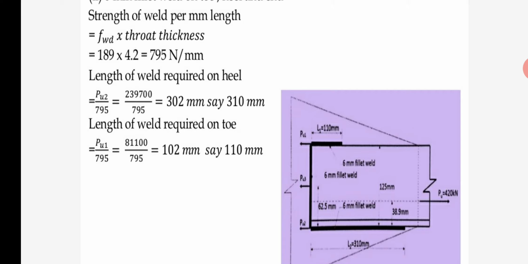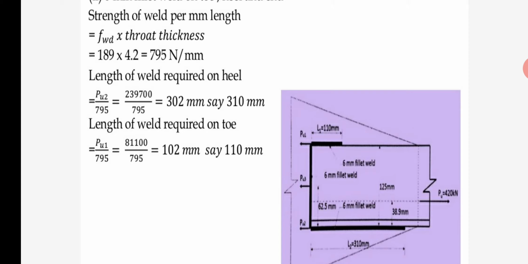Now first the length of weld required on the heel. We have already calculated that 125 should be provided at the end. So PU2 divided by strength of weld per mm length gives 302 mm. Rounding to a figure, we provide 310 mm length on the heel.